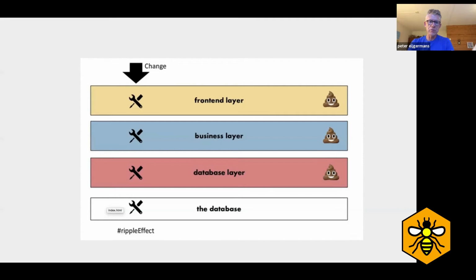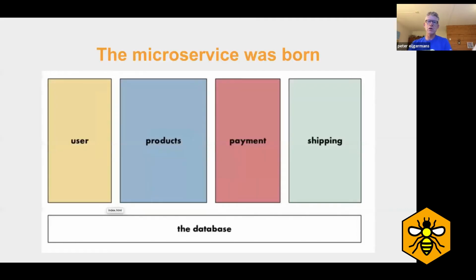So the solution for this, we thought, we are going to make microservices. Those are verticals, they call it also. You split your application up in verticals, like user, products, payments, shipping. So the backend can be maintained easily in this way. And we don't have problems with the ripple effect.